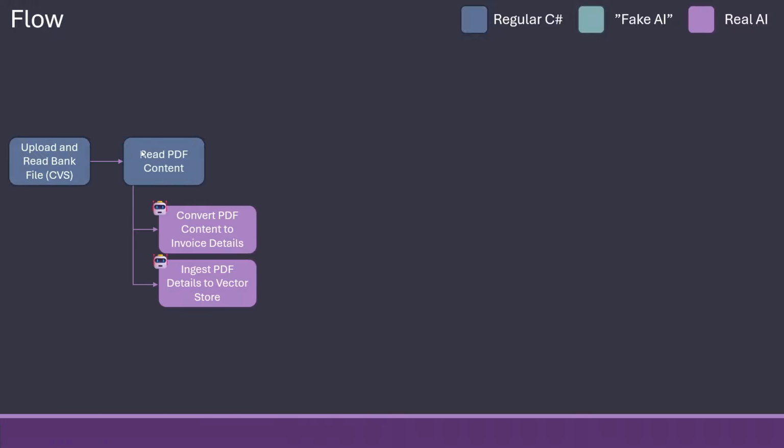Then we read all the PDF content, all the unprocessed PDFs that have not been linked to anything yet. And then we convert those PDFs into content and invoice details, and we ingest them into the PDF store. I have separate details on each of these boxes, so this is just a high-level overview, and then we go into details much later.